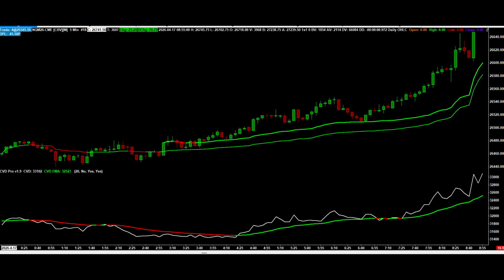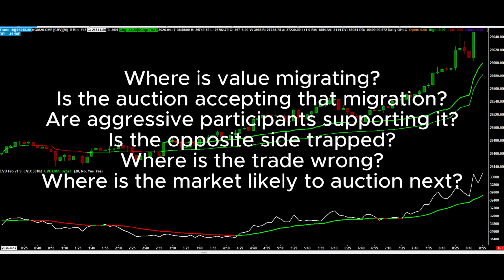Okay, here's a professional framework. The professional approach is not "CVD is up, so I buy," or "value is moving lower, so I short." The professional approach is, where is value migrating? Is the auction accepting that migration? Are aggressive participants supporting it? Is the opposite side trapped? Where is the trade wrong? Where is the market likely to auction next?